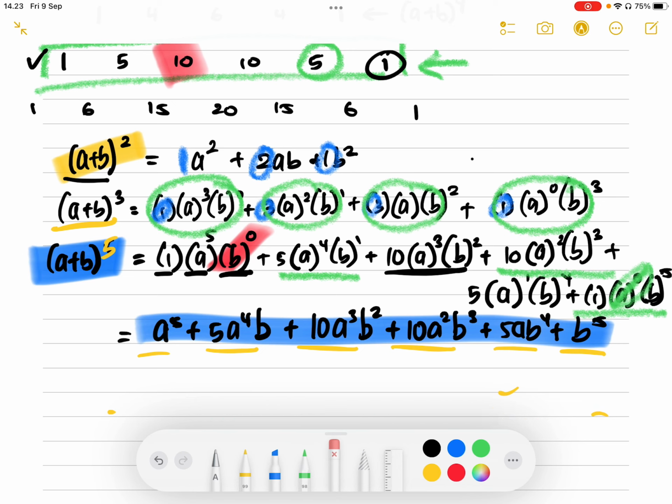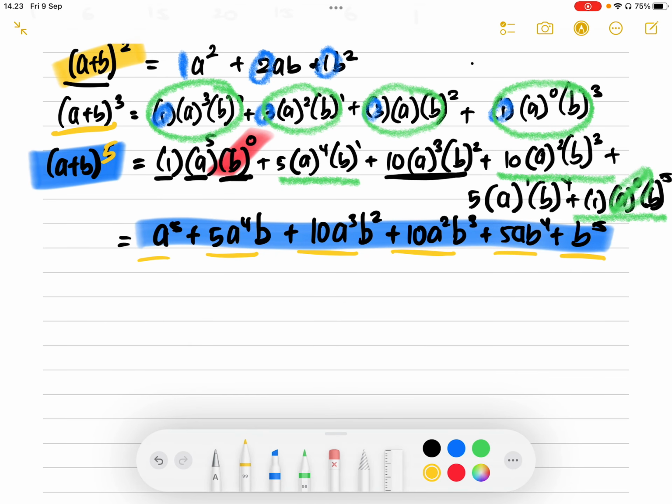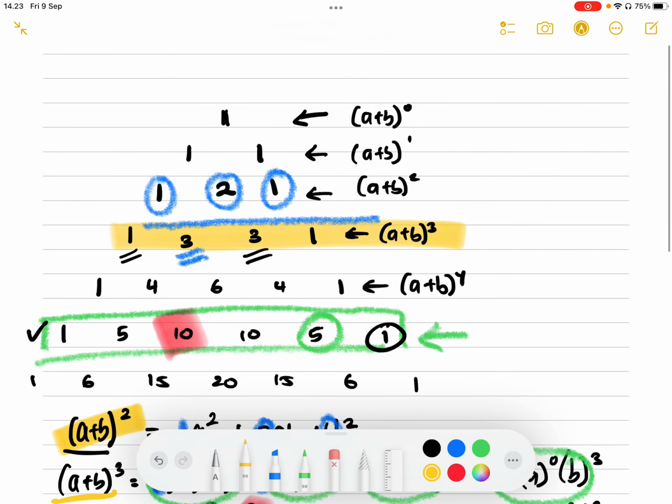The next one to remember is, how about if we are looking for A plus B to the power of 20? Then this will involve the bigger number, right? Such a big index. So how do we find it? Now, let's go back to Pascal.